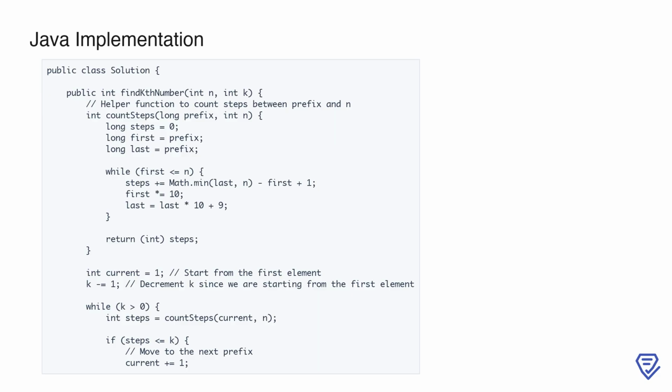The main function, findKthNumber, takes two parameters, n, the upper limit of the range, and k, the position of the desired lexicographical number. To navigate through the lexicographical order efficiently, a helper function countSteps is defined within the main method. This function calculates the number of steps between a given prefix and the upper limit n. Using a while loop, it expands the range defined by the prefix by multiplying it by 10, effectively moving deeper into the lexicographical tree. For each range, it adds the number of valid numbers to the steps count, ensuring it doesn't exceed n.